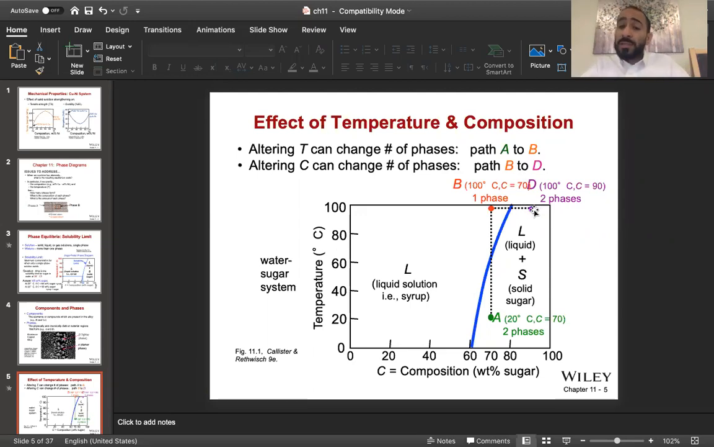where you're going to have two phases. So the main message of this slide is that this phase diagram can correlate the temperature with the composition. So at a certain temperature and composition, what are the phases that exist? And then also there is a solubility limit. I mean, if you pass certain lines, you're going to end up having two phases that can exist together.